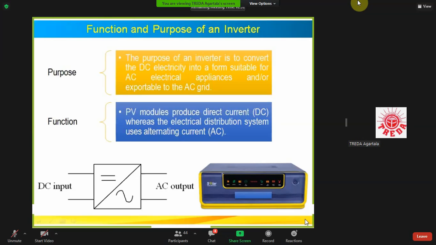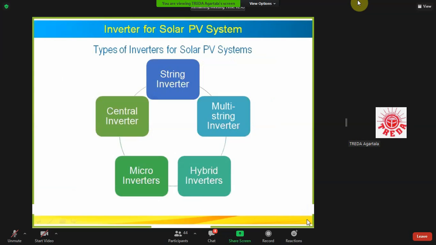Then this is the picture of the inverter input and output. DC is the input and AC is the output. Now the types of inverter of the solar system. There are so many types of inverter: string inverter, central inverter, multi-string inverter, micro inverter, and hybrid inverter.